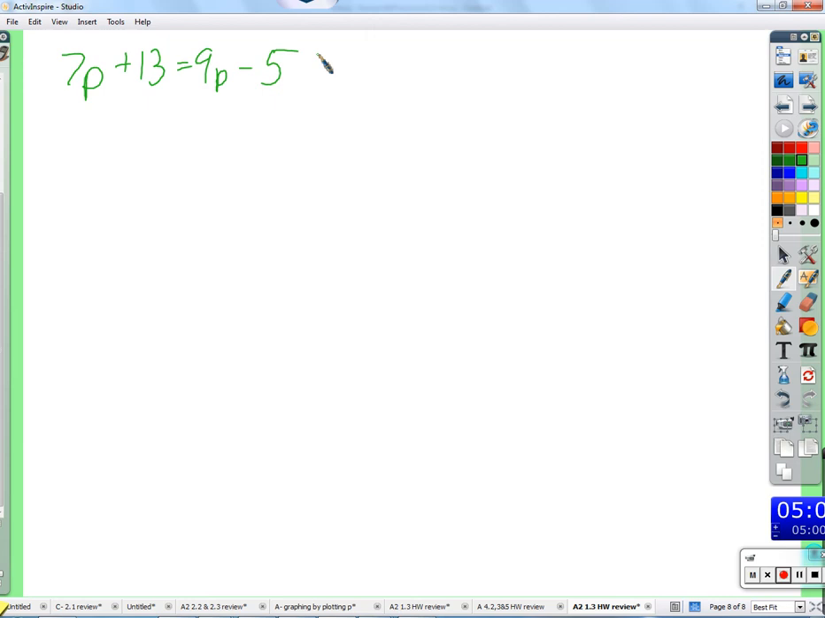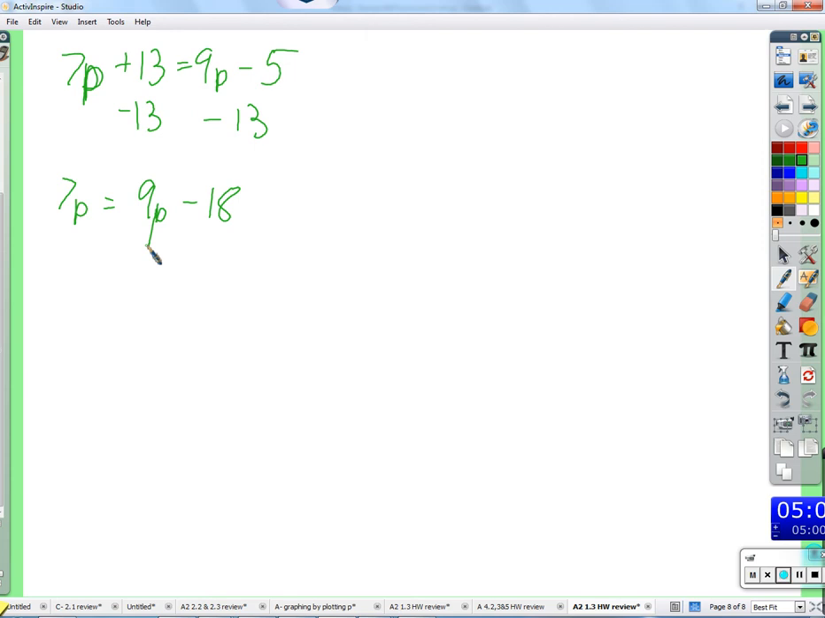All right, so let me show you here. You may know exactly what to do. Maybe every single one of you does, but I have a feeling at least one of you might try something like what I'm about to do. I see 7p plus 13. I'm on the left side of the equation. I'm used to getting p equals stuff, right? P on the left equals stuff on the right. And so I just get so honed in on that. I subtract 13. Subtract 13, I'll do negative 5 minus 13. Get 7p equals 9p minus 18.